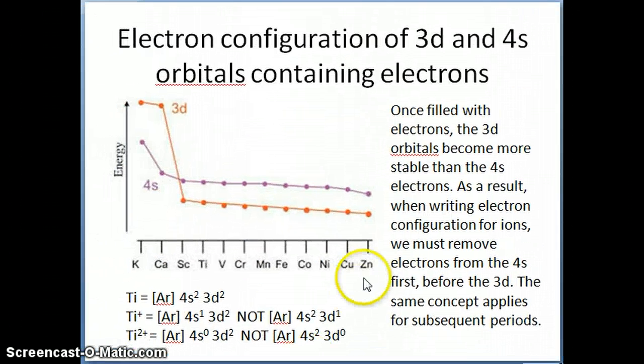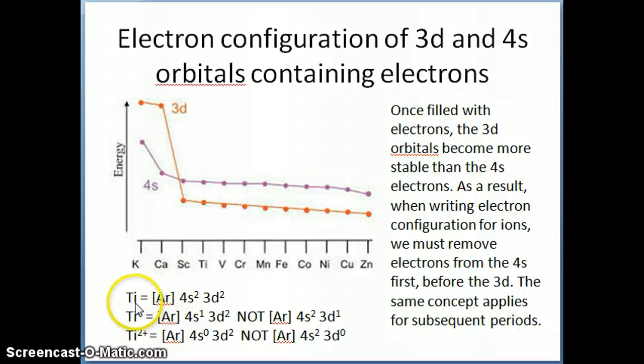The consequence is the following, as I said here. When you're writing electron configurations for the ions, you now have to remove electrons from the 4s orbital first before the 3d, because the 4s orbital is higher in energy. So those electrons will go first before the 3d orbitals, because those electrons now are more stable. So let's take a look at an example.